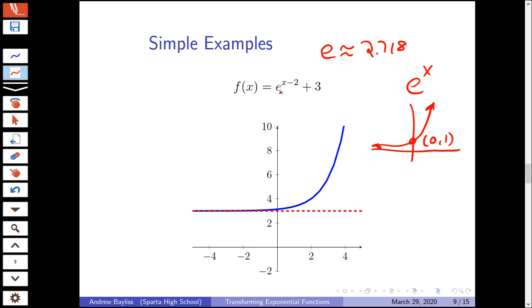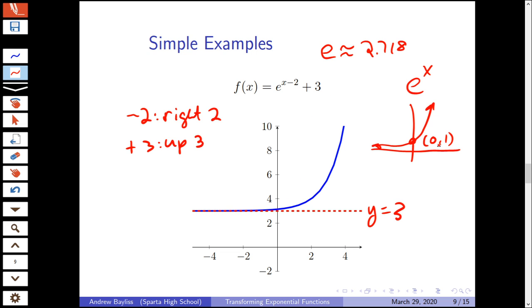Okay, so now e to the x minus 2 plus 3, the minus 2, of course, shifts it to the right 2, and the plus 3 tells us to go up 3. So we have our horizontal asymptote. Instead of at 0, that's been shifted up. Remember, when you move your graph, your asymptote shall follow.